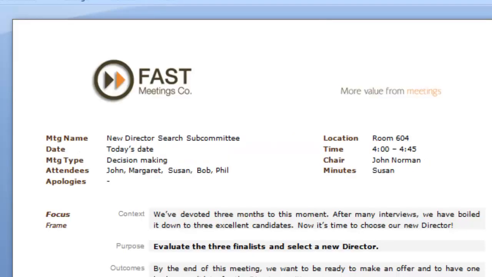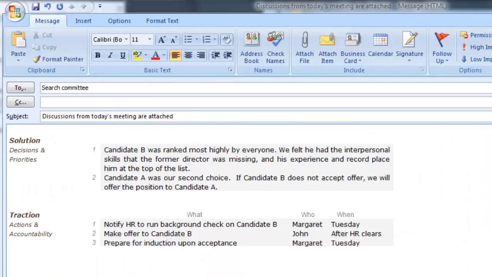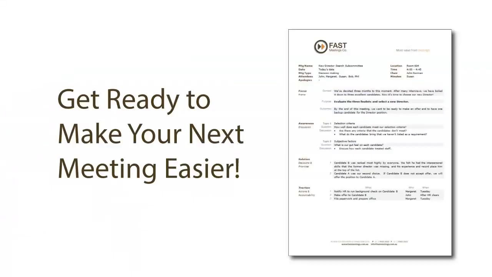At the end of the meeting, send out the summary. Simply attach the solution and traction stages into an email and send it to all stakeholders. So, there you have it, the world's best agenda template.